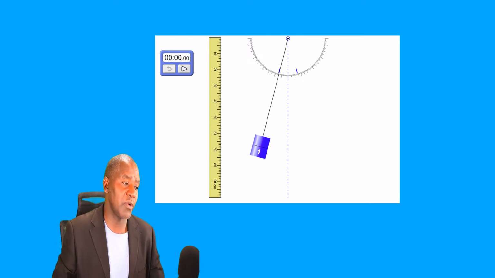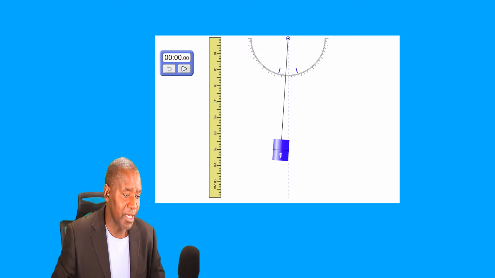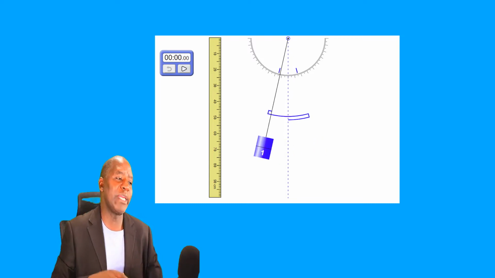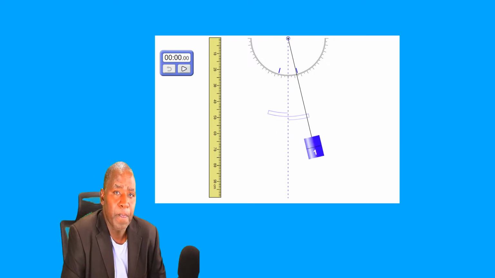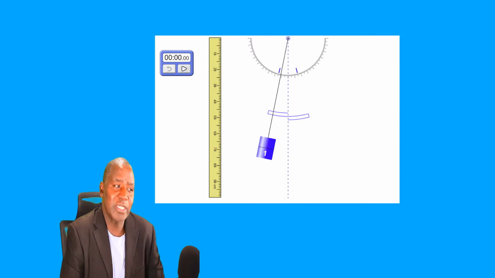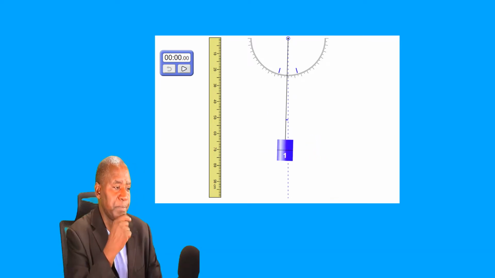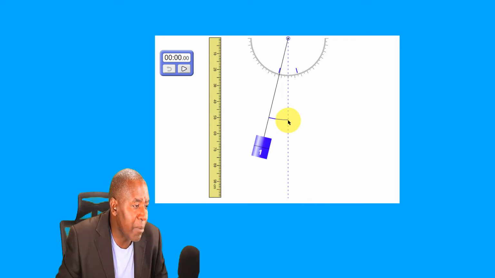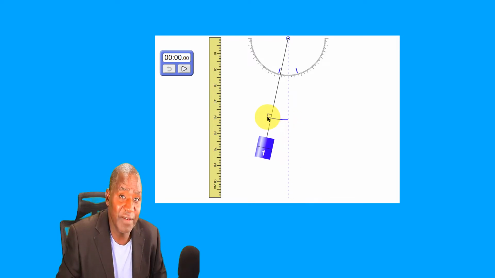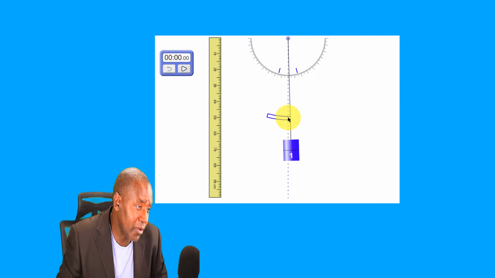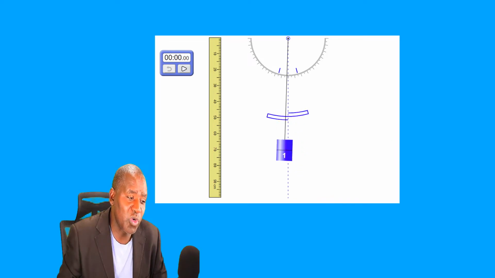Let's see what will happen to it when it is released. First of all, I want it to oscillate normally the way we know it. That is how it oscillates. Now I want to slow it down so that we can see the meaning of a complete oscillation. A complete oscillation consists of a movement from here to here, which is the first quarter, and then the second quarter, then the third quarter, and then finally the final quarter.